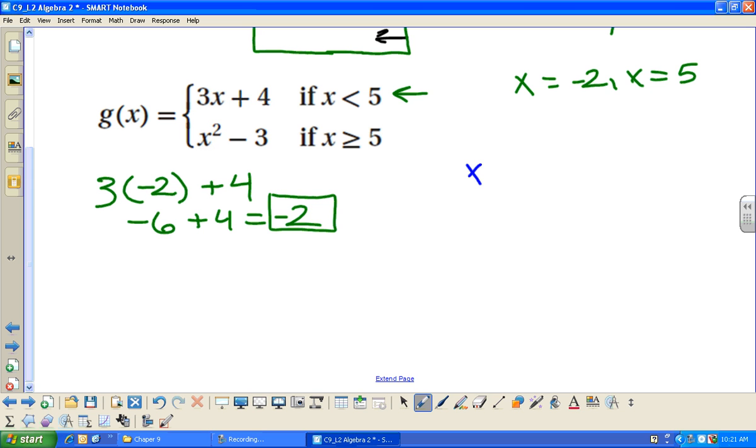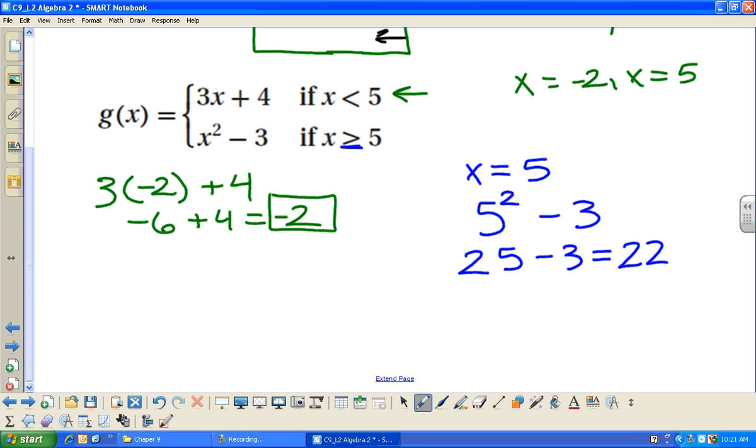Now if I look at what x is equal to 5, this second equation here, it says x is greater than or equal to 5. Since this has the or equal to line, I have to use my second equation. So my second equation, instead of writing x, is given as 5, it'd be x squared minus 3. 5 squared is 25, minus 3 will give me 22. So that would be my second answer.